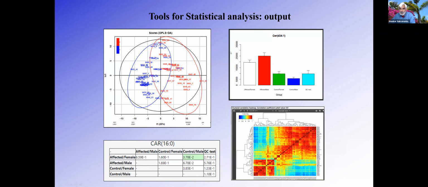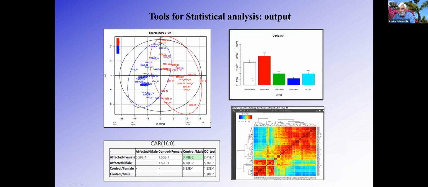Here's an example, tools for statistical analysis. You can get these PLS-DA plots. I told you this just now. You can get plots like these. And you can get just simply box plots and measurement values of high and low abundance.